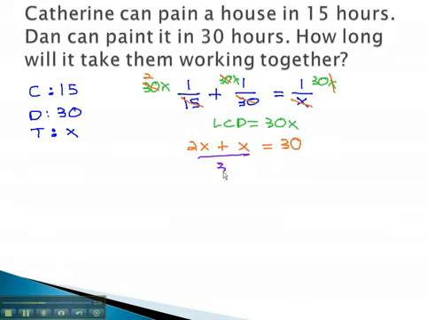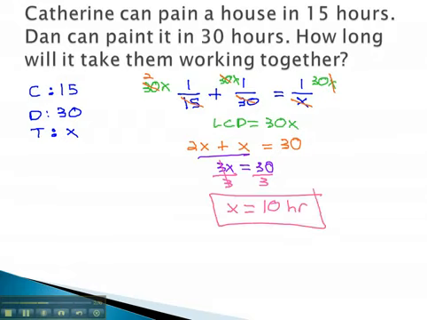Combining like terms tells us that 3x equals 30. And if we divide both sides by 3, we can conclude that x, or the teamwork time, is going to be 10 hours working together.